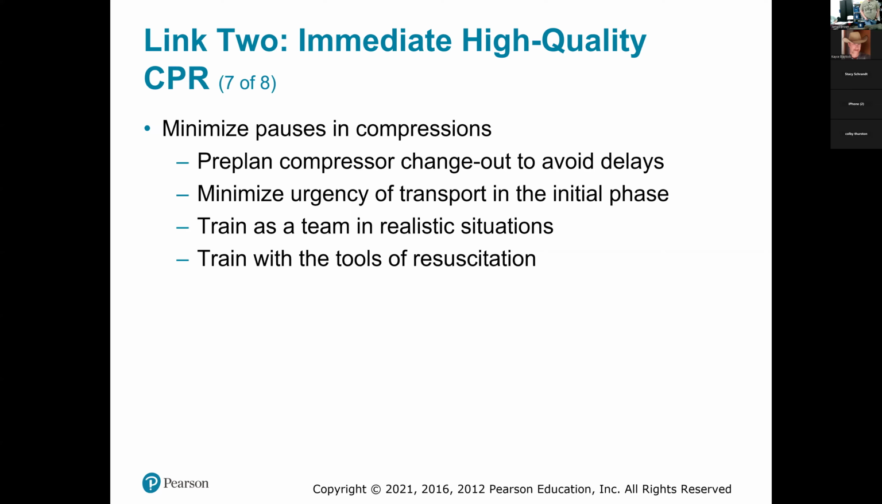Okay, like I said, we're supposed to do mega codes a couple times a year. Sometimes we do, sometimes we don't. But it is important we get enough CPR in the field, usually that as a team, EMS, fire, law enforcement, we work really well together. So train with the tools of resuscitation. So train with tools you're going to be using.